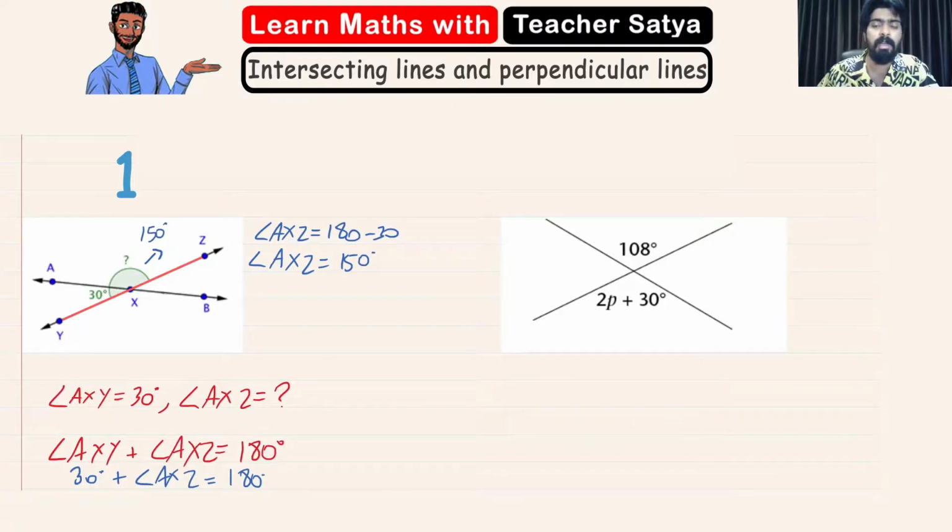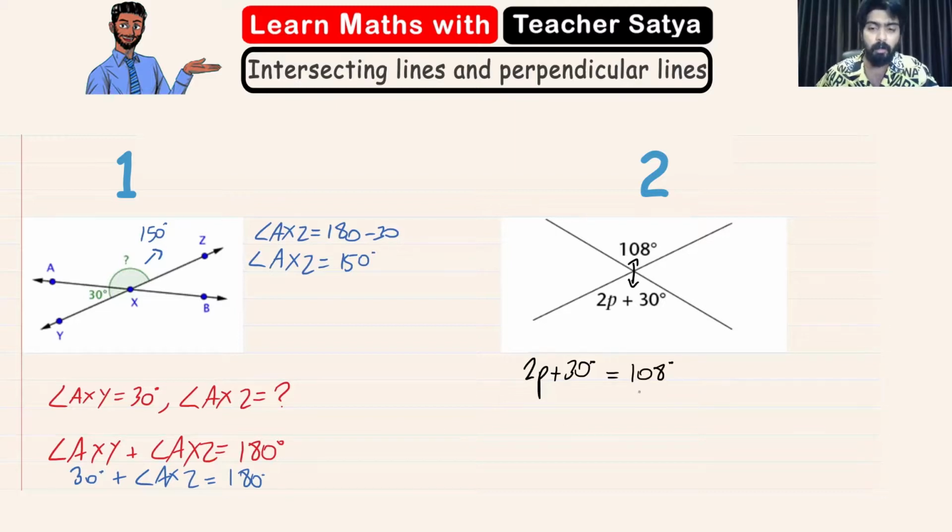All right, guys. Now let us go to question number 2. In question number 2, they are telling us to find the value of P. Now, if you remember from one of the intersecting line properties, we know that opposite angles will always be equal, right guys? So in this question, since opposite angles will be equal, or we could call them vertically opposite angles, we know that 2P plus 30 degrees is equal to 108 degrees, right guys?